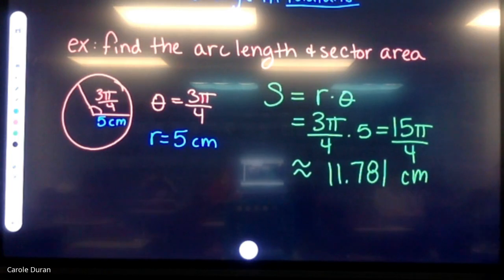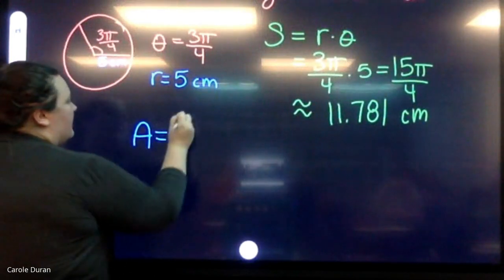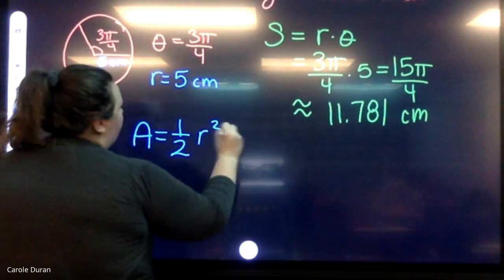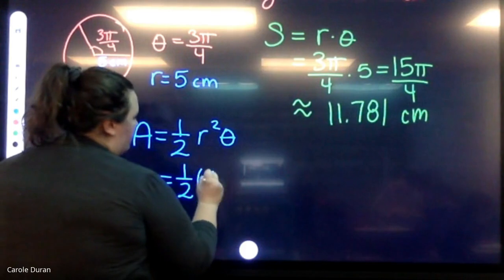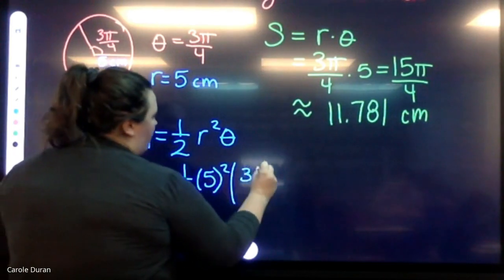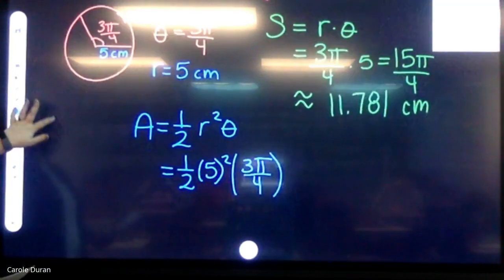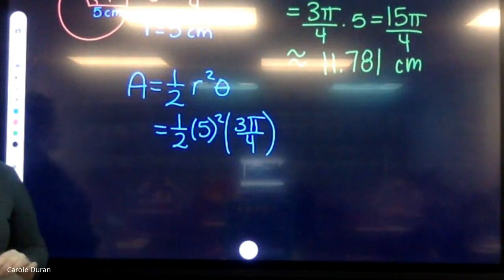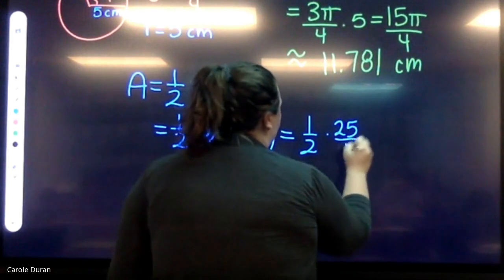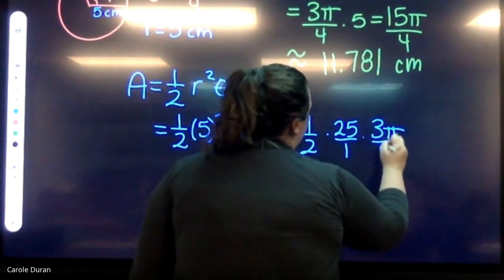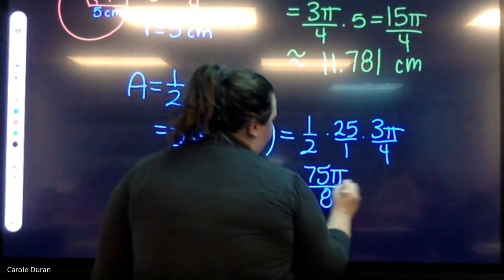We're gonna do the same thing with sector area. So A, which is my area, equals 1/2 r squared theta. I plug in the information and I get 1/2 times 5 squared times 3 pi over 4. I like to simplify this a little bit more so it's easier to read. So this becomes 1/2 times 25 over 1 times 3 pi over 4. I can multiply straight across and I get 75 pi over 8. And I can put that into the calculator.